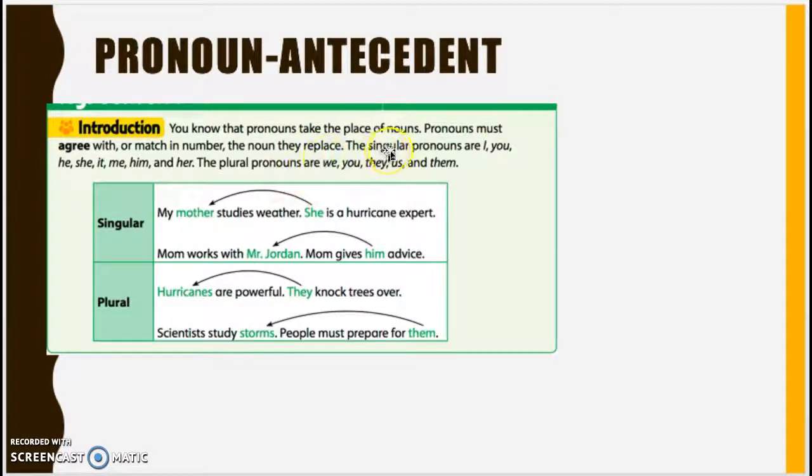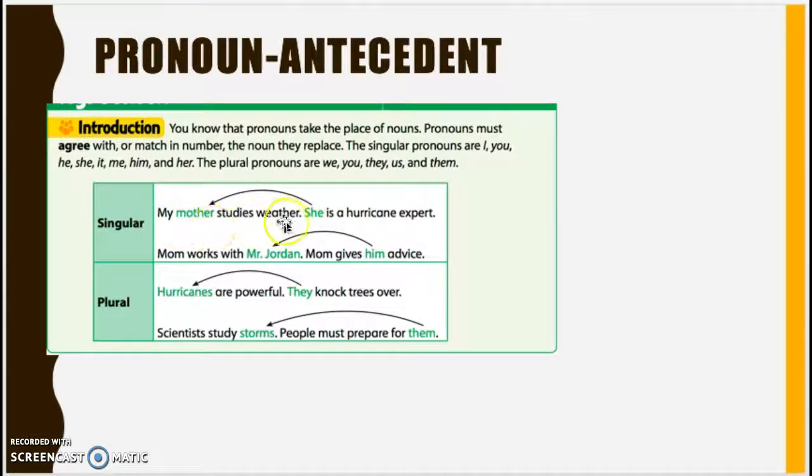So, if I'm talking about myself, I would say I, or if I was talking about someone, I would say me. If I'm talking about someone else, I have you. So here's your pronouns. I, you, he, she, it, me, him, and her. And if you have a plural pronoun where there's more than one person or thing, you'd have we, you, they, us, and them. Okay, so here's an example.